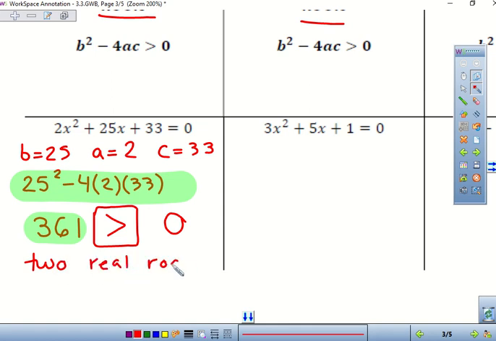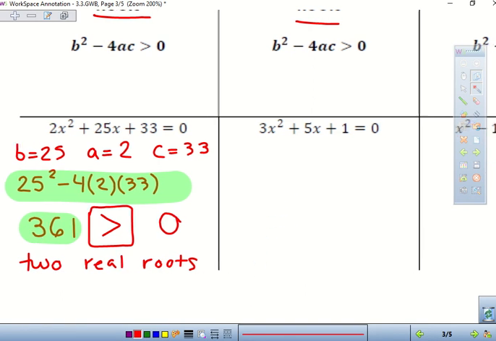Somebody in my other class asked me, is there a way to know if it's rational or irrational? And yes, there is, if you want to take an extra step. If you take the square root of this number and it comes out to be a nice even number, that's a rational root. If you take the square root in the calculator and it's a decimal, that means it's an irrational root. That's how you could figure it out.